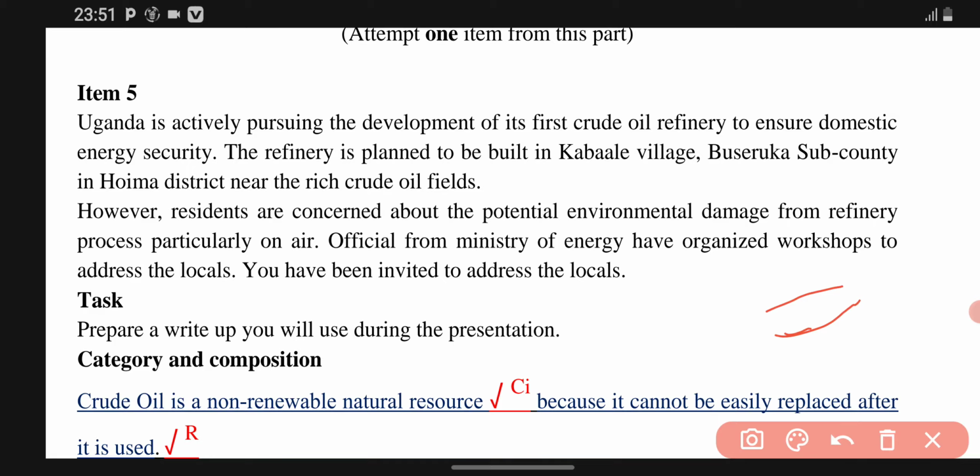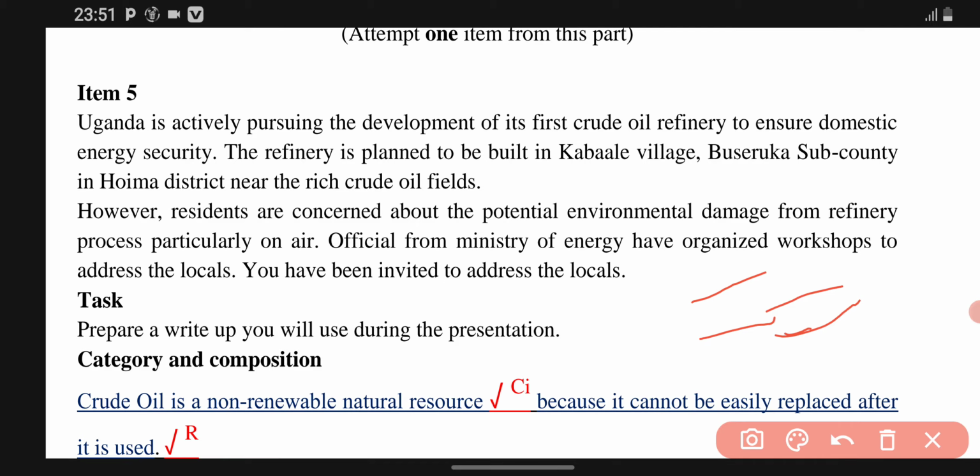Now, which approach should we use when we are answering these items? The approach is very simple. One, you have to identify the category of the natural resource, the reason, and the example. Those are 3 scores. You identify the category of the natural resource, and after that, you have to give the reason and the example.